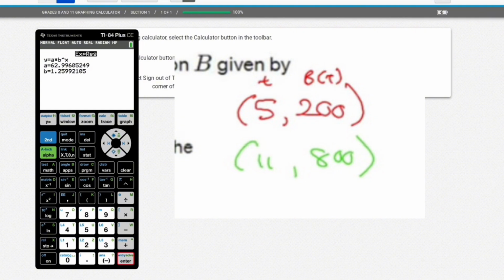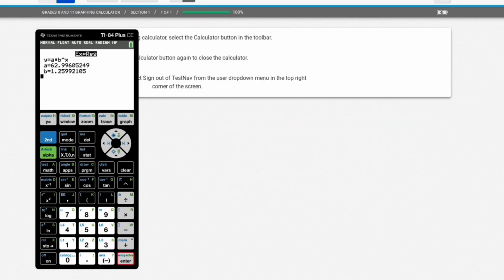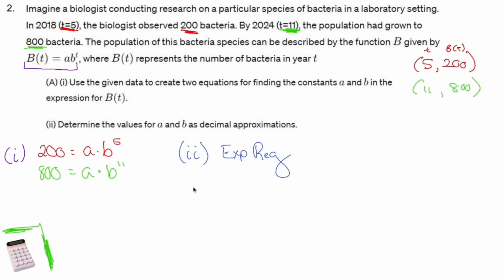So I'm going to go back and use that information right there to come up with my equation. All right, so we ended up with y equals blah, blah, blah to the x. Well, I'm not going to write out y equals. I'm going to write out B of T equals 62.996 times 1.260 to the T power.